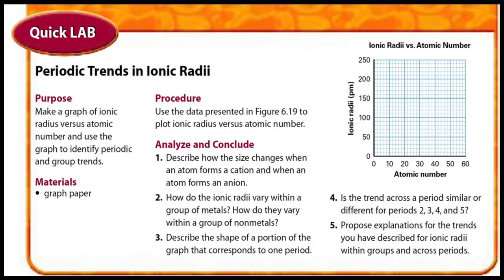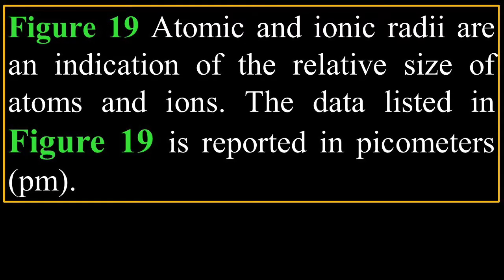Okay, and you're going to have to do this lab that you're doing now, and you're working on it, relative to graphing the data and identifying the trends in ionic and atomic radii. So here is the next figure, 19. Atomic and ionic radii are an indication of the relative size of atoms and ions. The data listed in Figure 19 is reported in picometers.